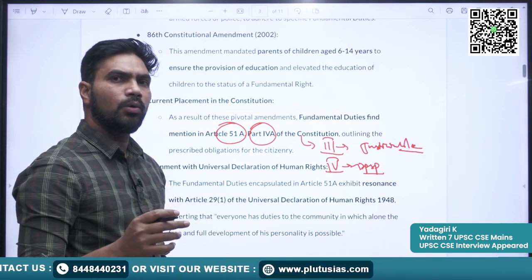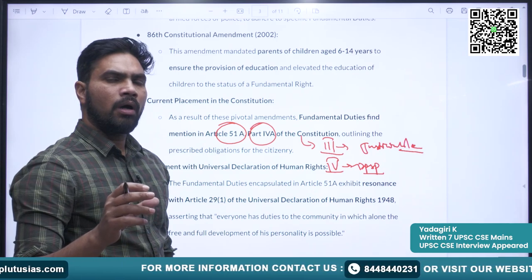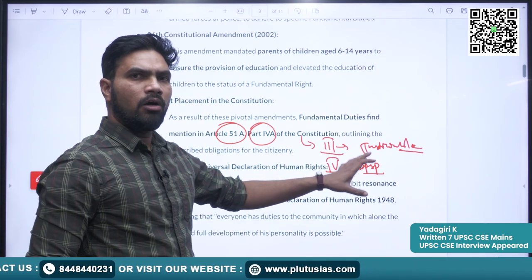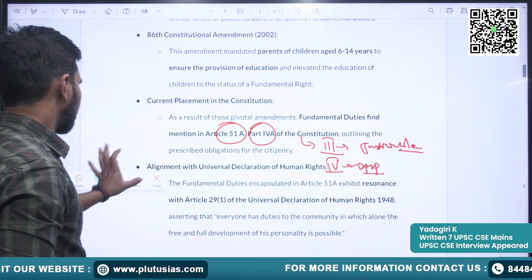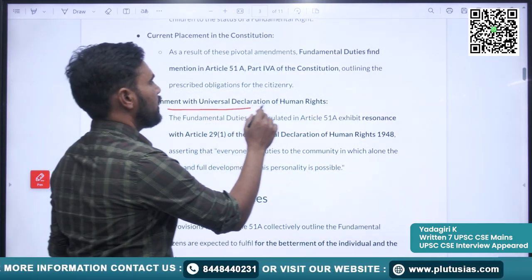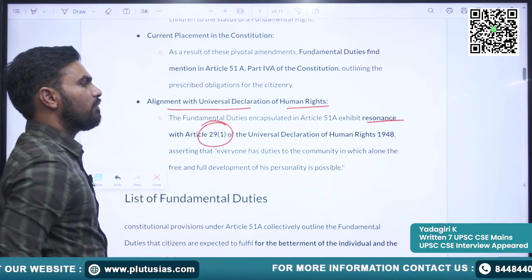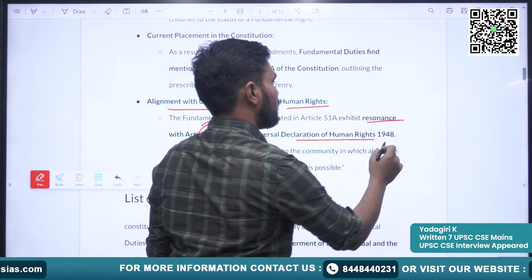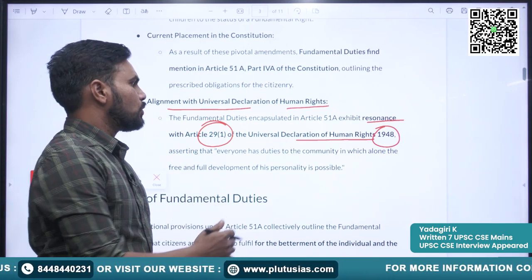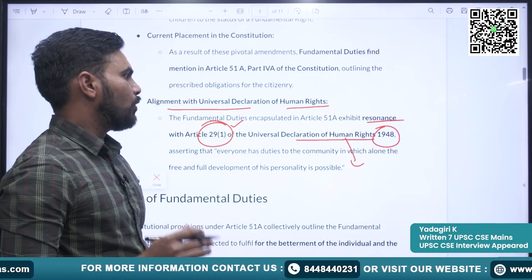This means there is no particular law to enforce them. If one person is not following the fundamental duties, there is no particular law to punish that person. Because of this reason, they are placed along with the directive principles of state policy. Right. One more important aspect is that they are in alignment with the Universal Declaration of Human Rights. They resonate with Article 29(1) of the Universal Declaration of Human Rights, 1948. We have seen one MCQ based on this topic. So the fundamental duties are in consonance with Article 29(1) of the Universal Declaration of Human Rights.